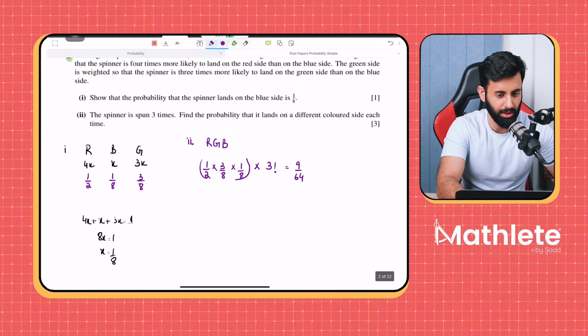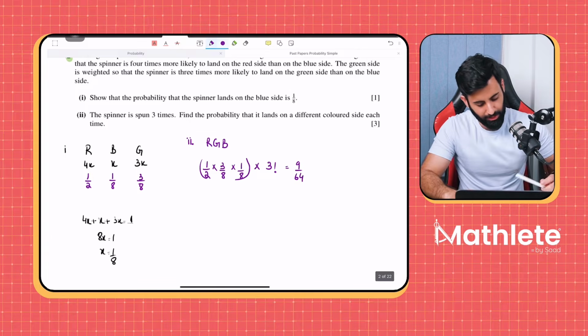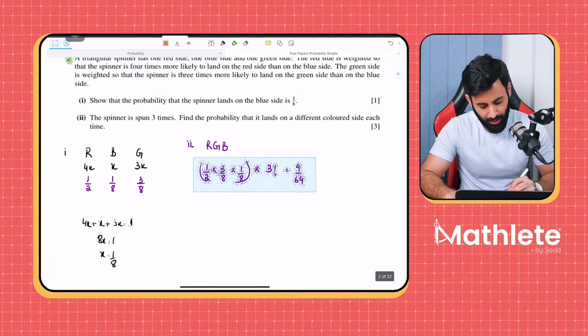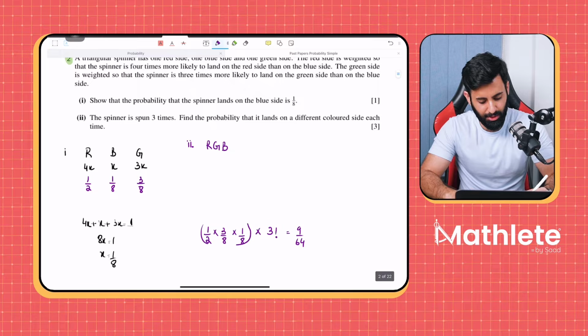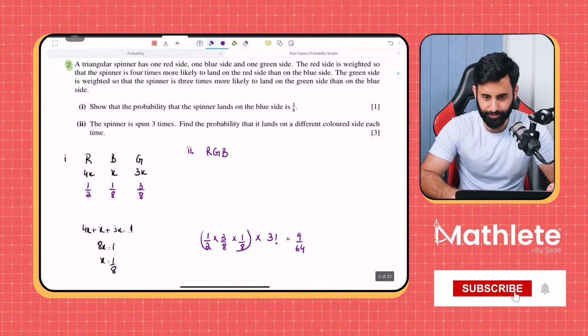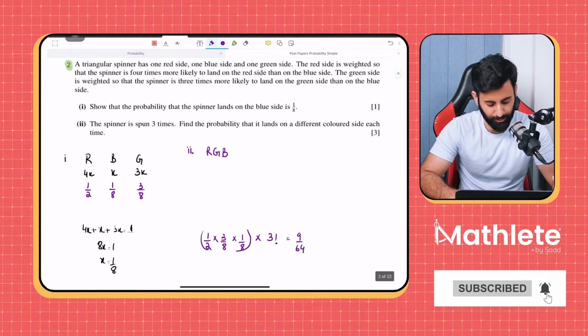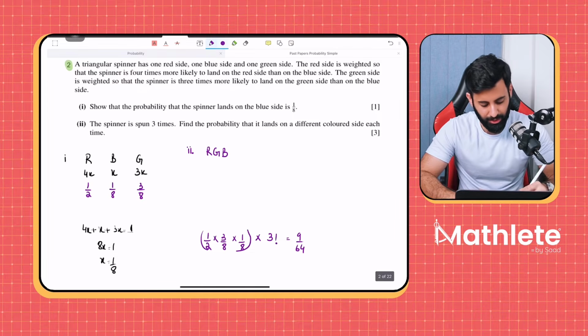Now, take a good look at it. Let me know if you have any questions. Let's do one more question. Why did you multiply it by 3 factorial? Here's how I did it. Tell me, is RGB the only way to fulfill the condition? No. Okay. Give me any other way that we can fulfill the condition.